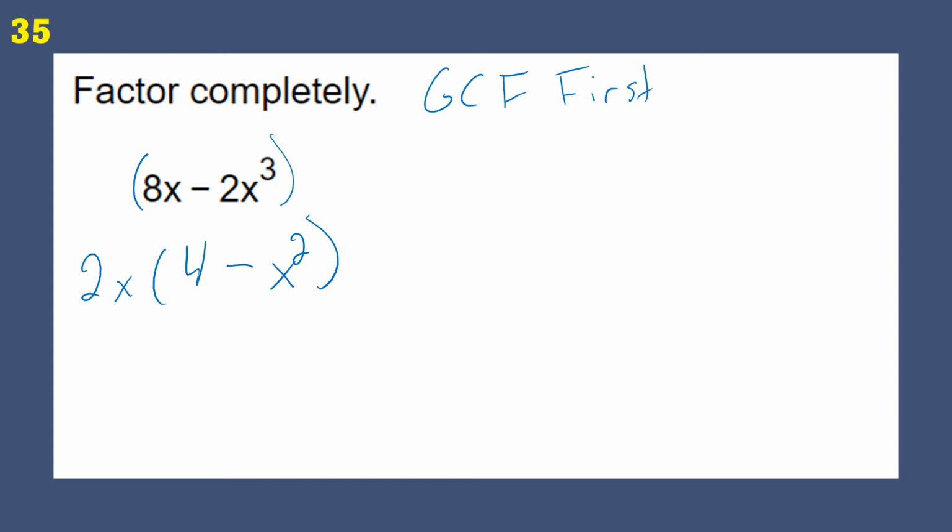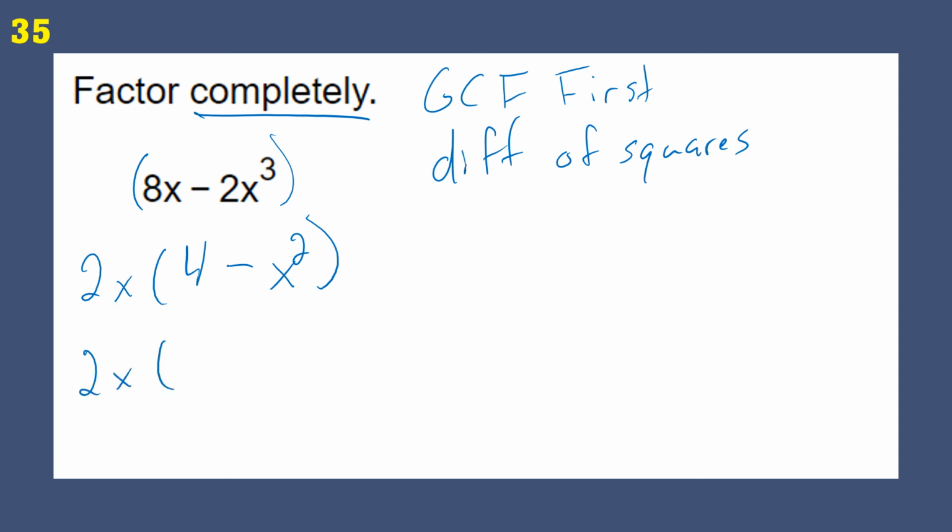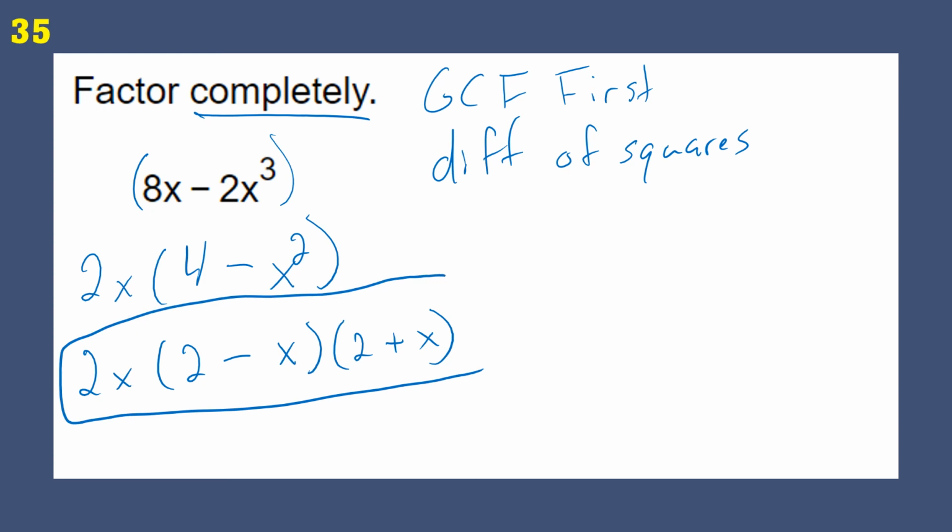Now I can be pretty excited and be like, that's the answer, but it's not the answer because there's more to do. It says factor completely. So I'm going to look at what's left in the parentheses, and I'm going to do a difference of squares because I see that I can square root 4 and I can square root x squared. And so I'm still going to have a 2x on the outside, but now I'm going to be able to split it into two things. The square root of 4 is 2, square root of x squared is x. So I have 2 and x, and one time it's minus and one time it's plus. And so that is completely factored.